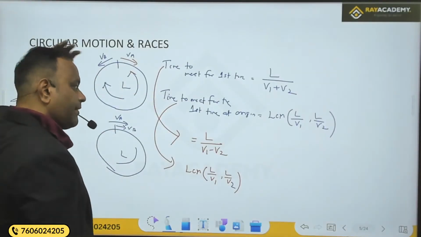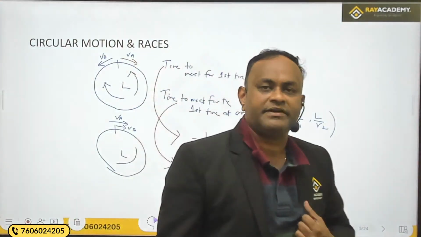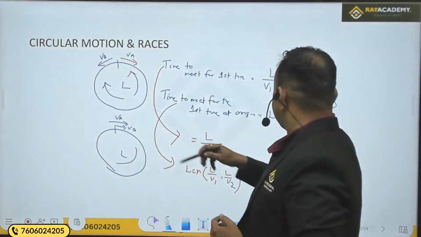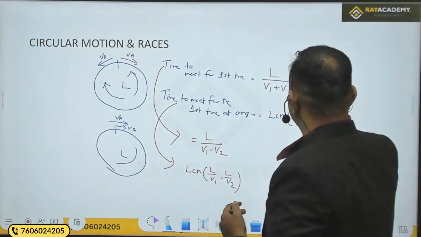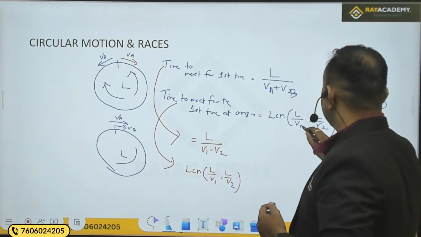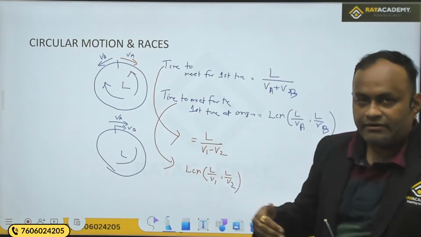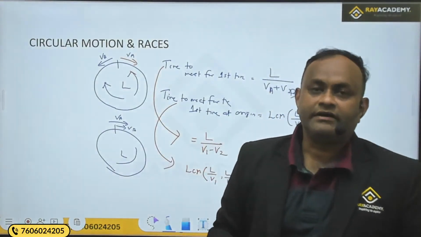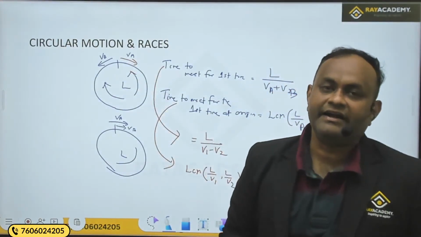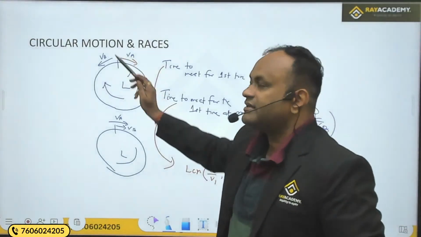First time they meet is the LCM of L by V1 and L by V2. Why have we taken the LCM? Because for L by VA and L by VB, okay, sorry, VA VB. Every L by VA seconds, person A is coming to the origin, and every L by VB seconds the person B is coming to the origin.